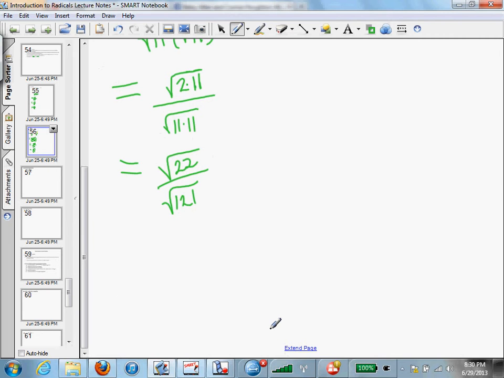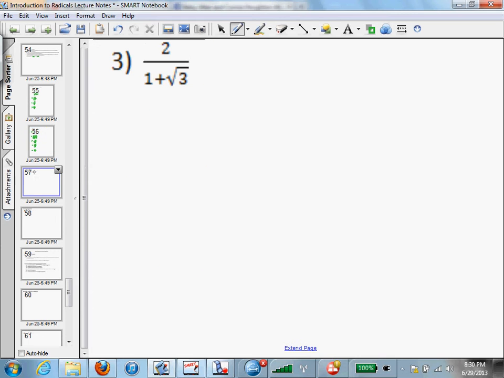We can note that 121 is a perfect square, so it can come out of the radical as 11. That is our final answer. That is a simplified expression.